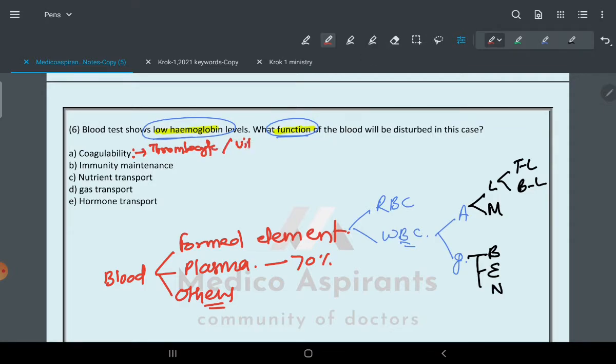or vitamin K. Immune maintenance is most of the time maintained by the lymphatic tissue, lymphatic cells, and they are basically T cells or natural killer cells. Nutrient transport is the function of plasma. Hormone transport is a function of plasma. So only one is remaining, that is gas transport. Okay, these 5 words have the 5 concepts.